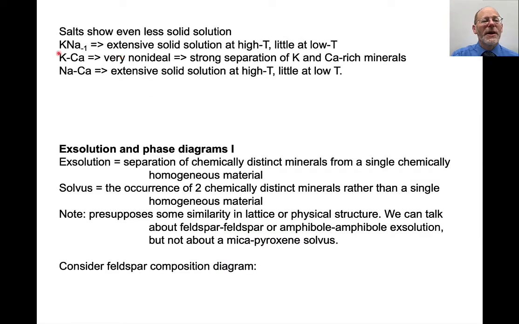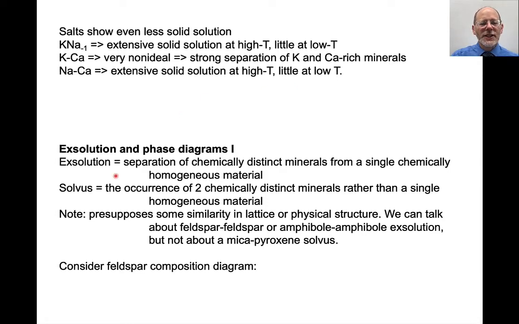So what does this mean? Potassium and sodium exchanges show extensive solid solution at high temperature, not very much at low temperature. Potassium-calcium is very non-ideal. We see very little solid solution between potassium and calcium end members, and we see extensive solid solution between sodium and calcium end members, at least at high temperature, not so much at low temperature. This leads to the concept of exsolution and a first phase diagram that we're going to talk about.